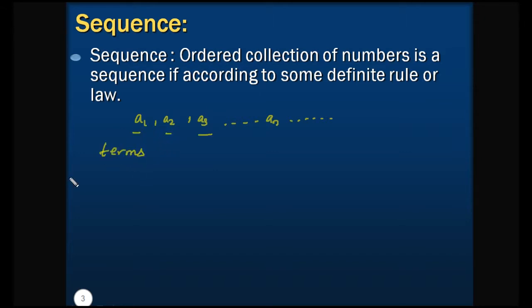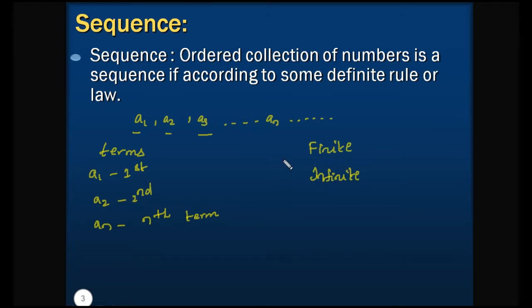So here A1 is nothing but the first term, right? Similarly, A2 is called second term and AN is nothing but nth term, or we can also say it as general term. By knowing this nth term, we can define a sequence. Based on number of elements, a sequence can be finite or an infinite sequence.